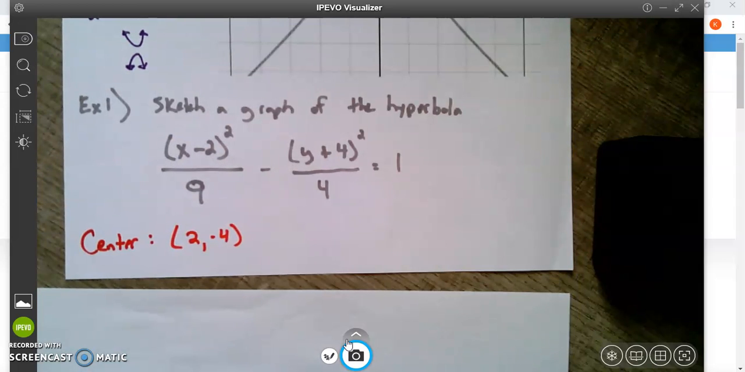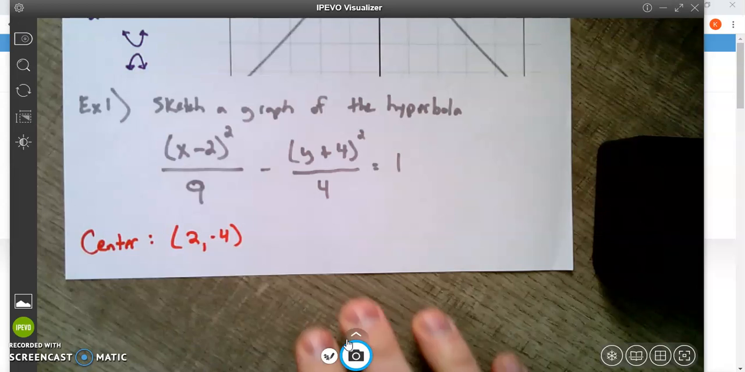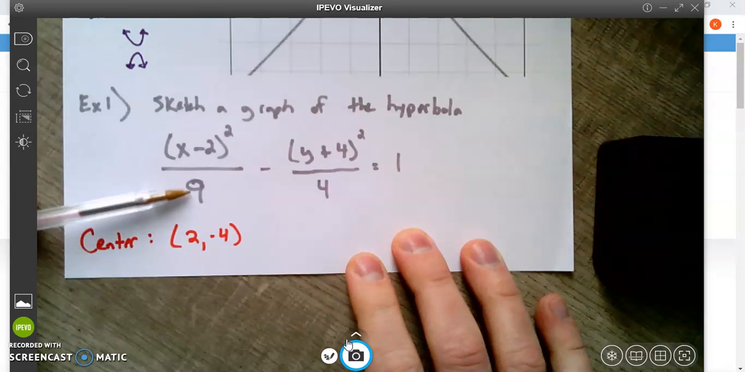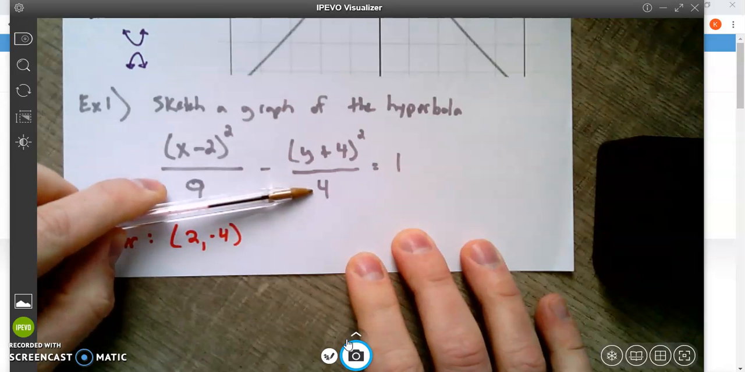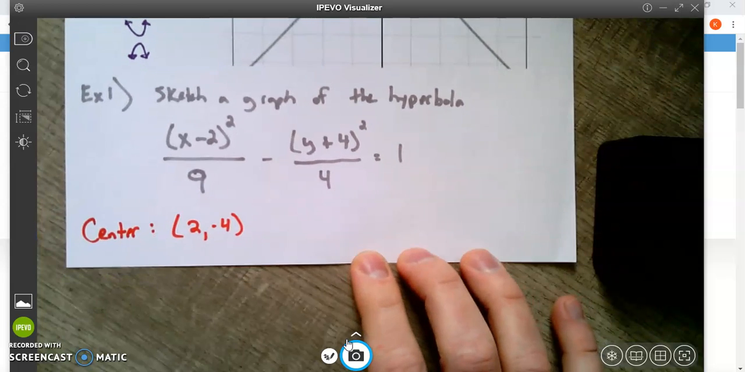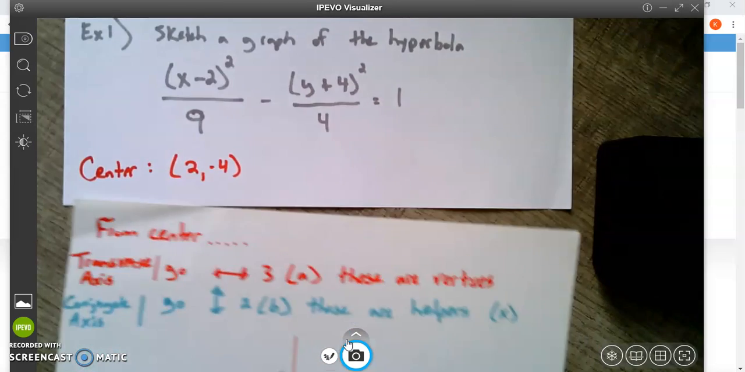Okay, we got that. So from there, I'm going to switch papers here and go to the next one. Just like an ellipse, if this was a plus sign, we would go from the center and we would go left and right 3 units, and we would go up and down 2 units. We would put those dots and connect them, and it would be an oval, an ellipse. We're going to do something similar here, but we're not going to connect those points. So let's check it out.